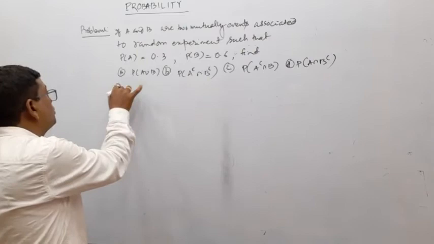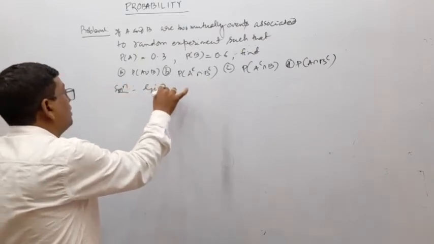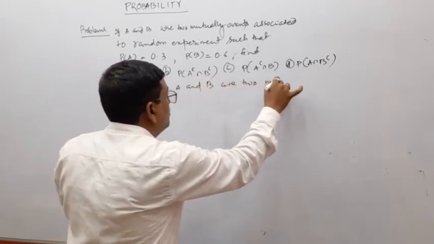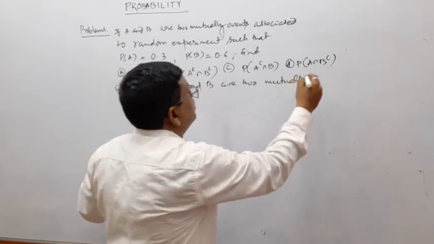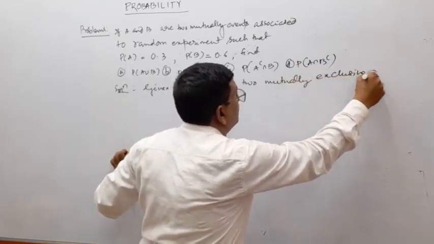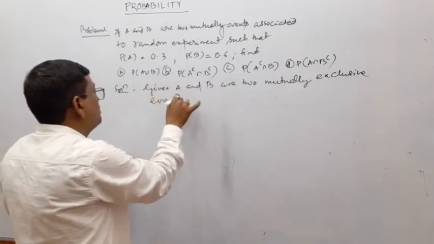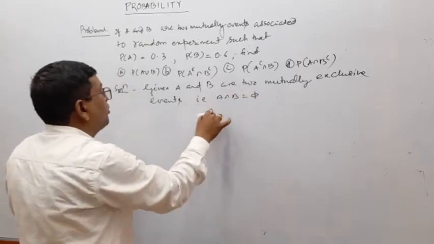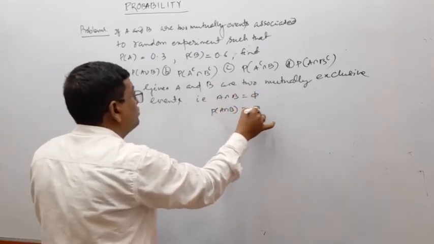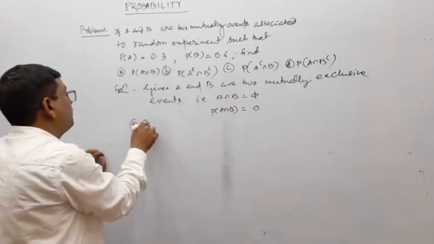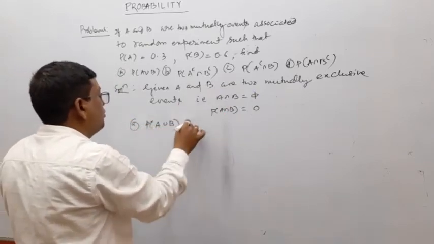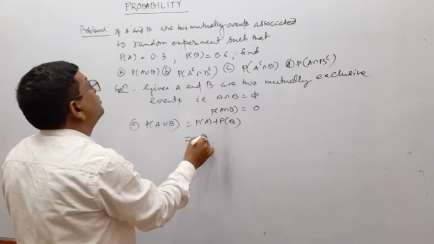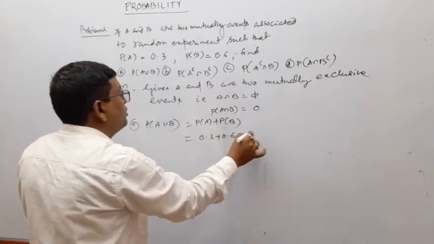Given solution: A and B are two mutually exclusive events, that is A intersection B is equal to phi. Now probability of A intersection B is equal to 0. So first part, P of A union B is equal to P of A plus P of B, that is 0.3 plus 0.6, that is 0.9.